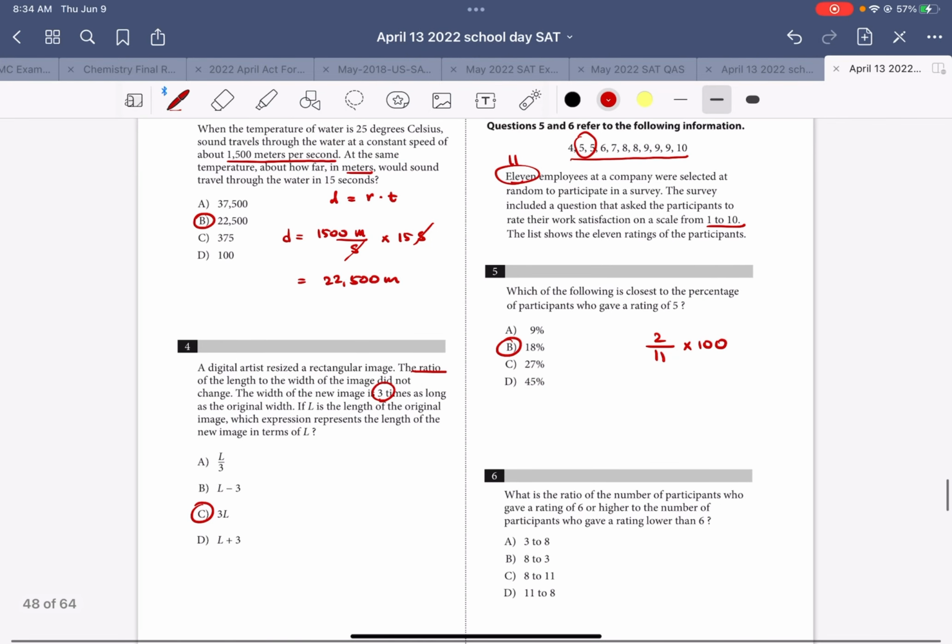Number 6. What is the ratio of the number of participants who gave a rating of 6 or higher to the number of participants who gave lower than 6? So 6 or higher, that number's right here. So you have 11 minus 3 is 8. So 8 over the number of participants who gave lower than 6. So 3. So 8 to 3. The answer should then be B.